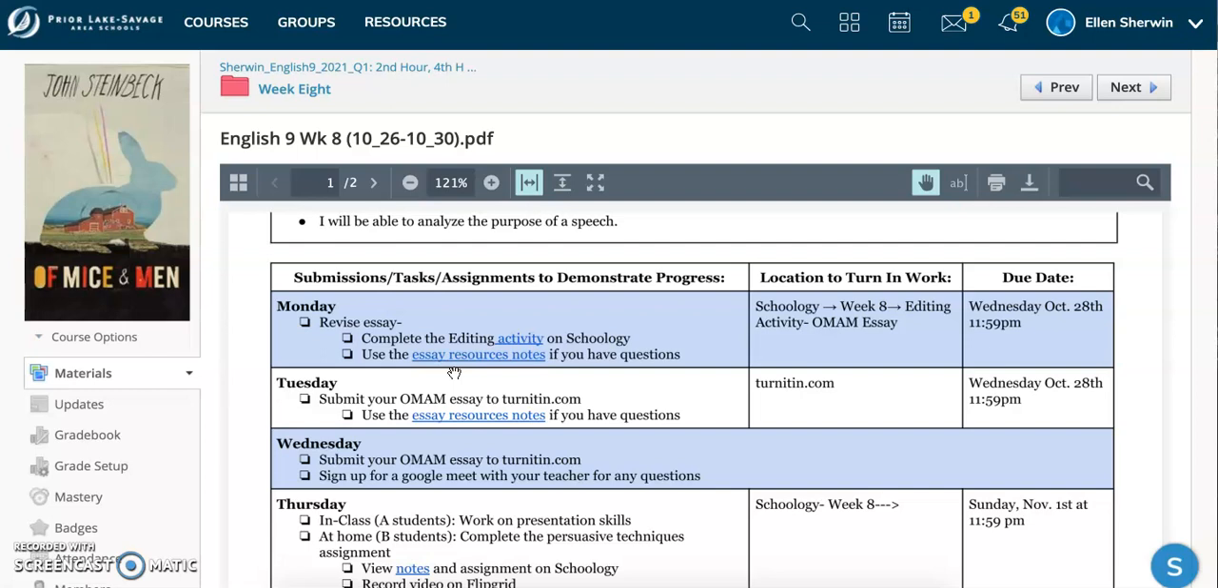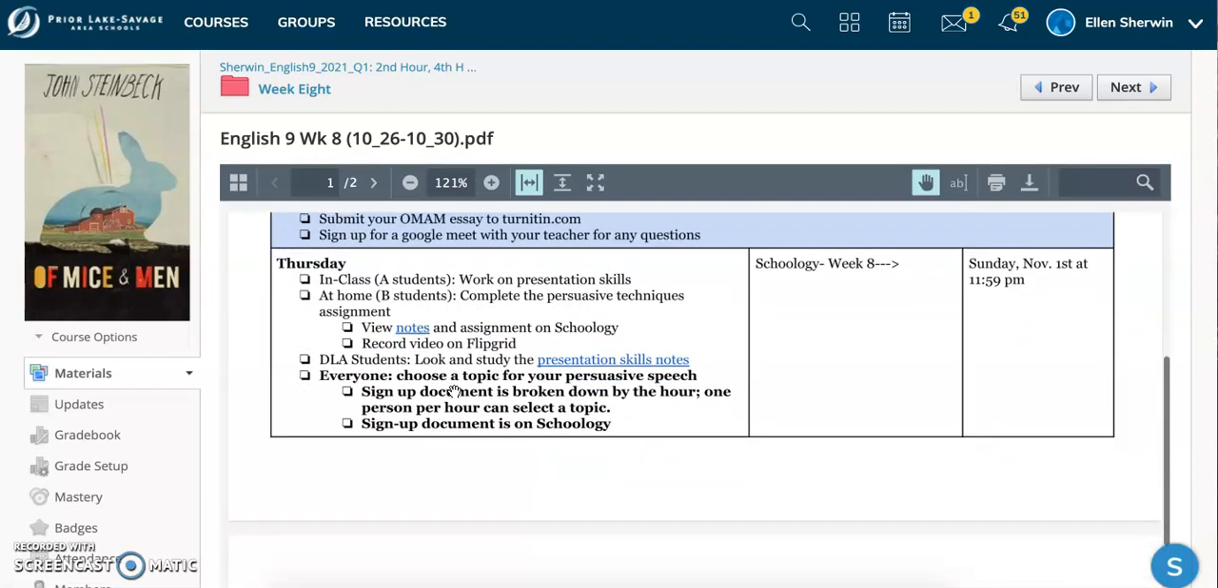I'll put information up later on today about where to turn in your paper via turnitin.com. Your paper is due this week on Wednesday night at 11:59 to turnitin.com. If you do not turn it into turnitin.com, that means I don't grade it. So please make sure that you turn it into the correct spot.